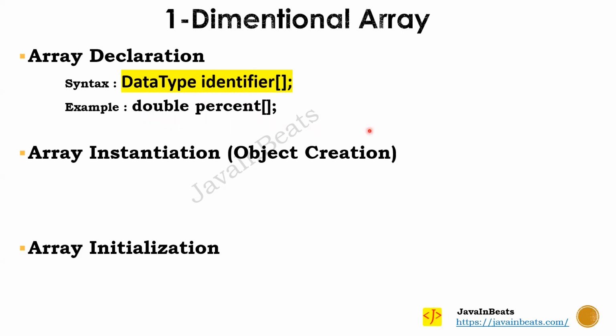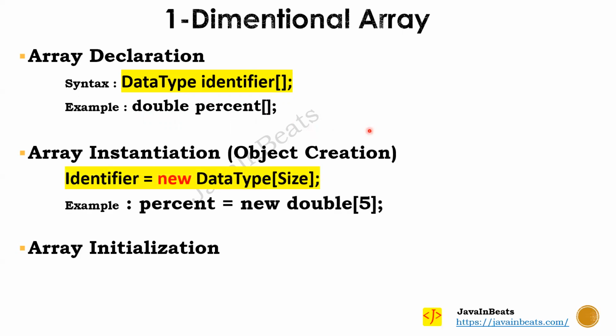Once you declare the array, the next step is to instantiate it. For the instantiation, we are using the new operator, and the size of the array we have to provide while creating an object of array. As we discussed in the previous slide, array is fixed in size, and the size has to be provided while creating an instance of the array. Here, I'm creating an array of size 5.